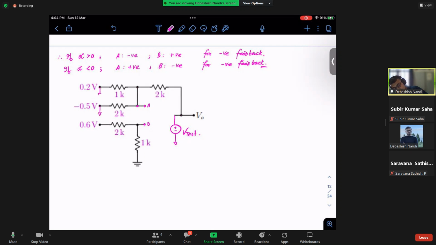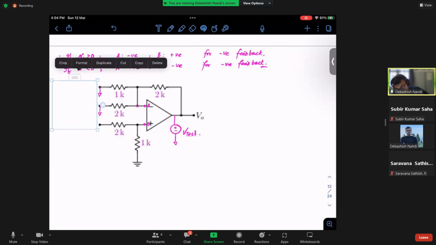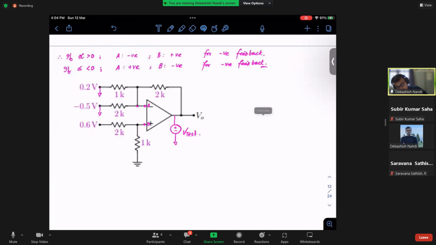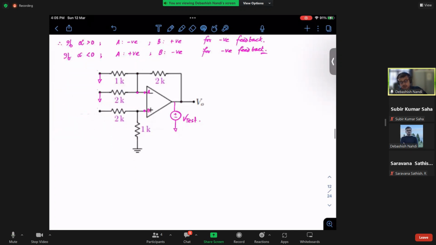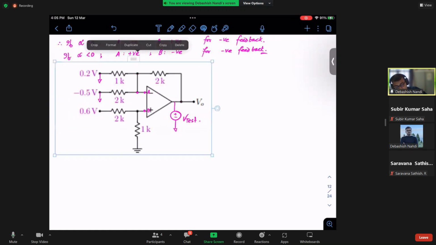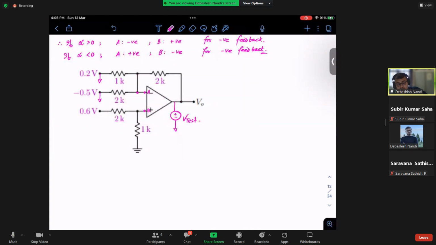This I will ground, this I will ground, or let me just copy this. Okay, so this I will ground, this I will ground, and you can simply see it is nothing but a voltage divider, right? These things are parallel. So if I need to find out this voltage, this will also be grounded, right? This is grounded and this is also grounded. So I can simply make a ground here, right?